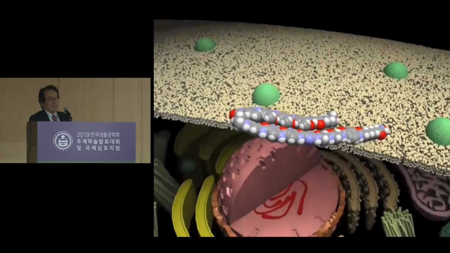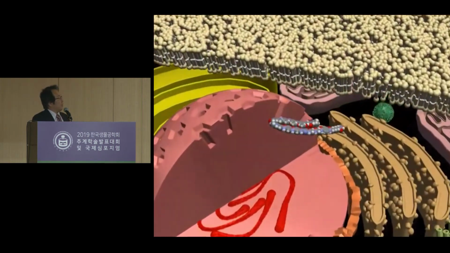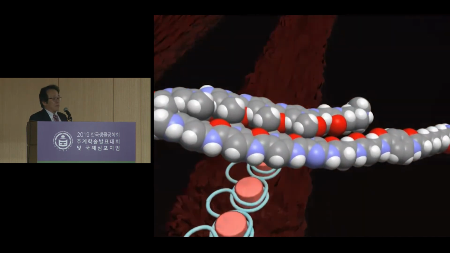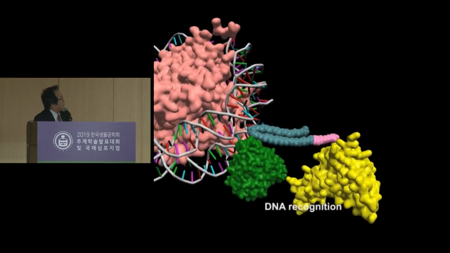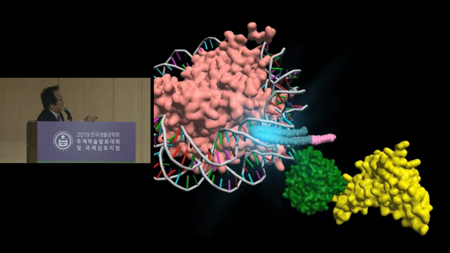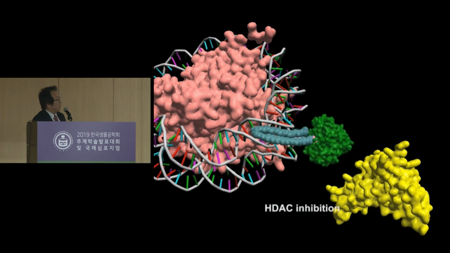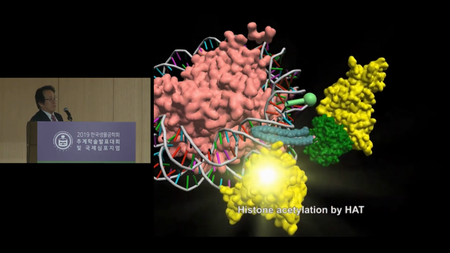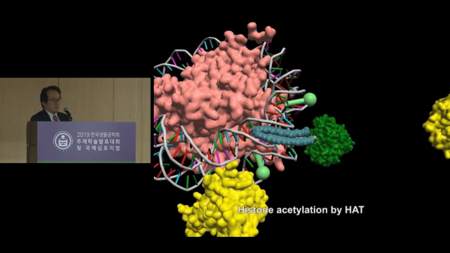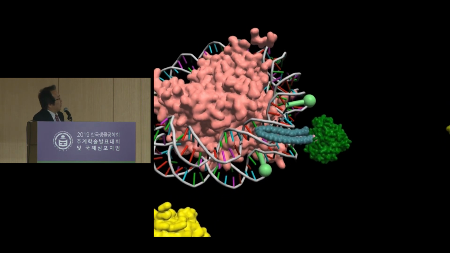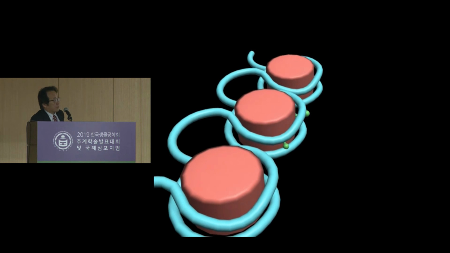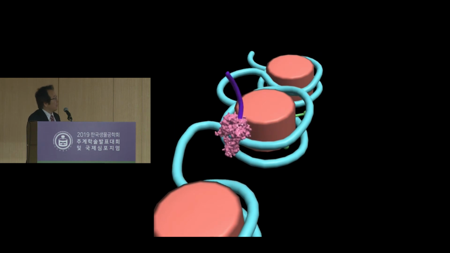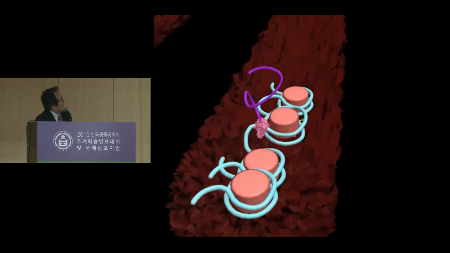So the polyamide carries this warhead to the DNA in the nucleus, in the nucleosome context, and the molecule binds to the minor groove in a sequence-specific fashion. And it inhibits the HDAC, colored in green, and then histone acetyltransferase can put the acetyl group and neutralize the electrostatic interaction, and then transcription factors can bind and finally recruit the RNA polymerase to start the transcription. So this is the hypothesis.